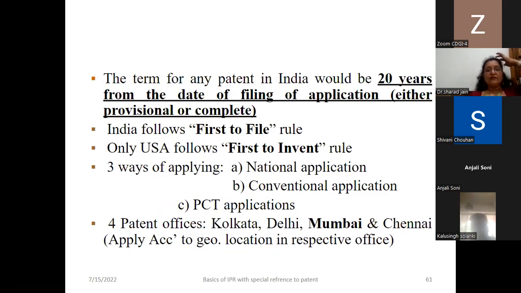A patent is given for 20 years, and in India it follows first to file, whoever files first, while in the USA it is first to invent. There are three ways of applying: national application, convention application, and PCT. There are four patent offices: Kolkata, Delhi, Mumbai, and Chennai.